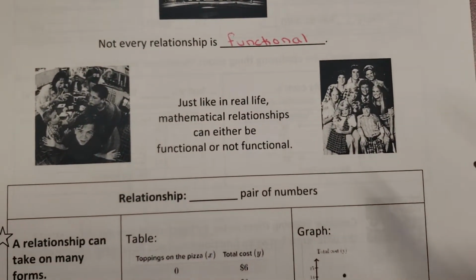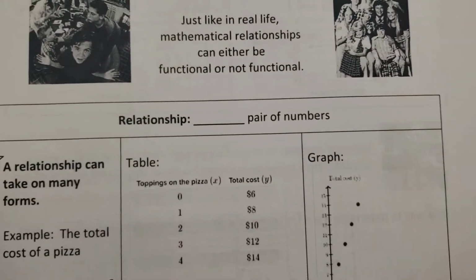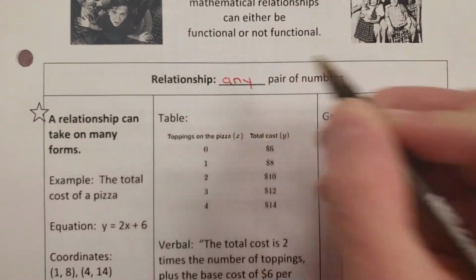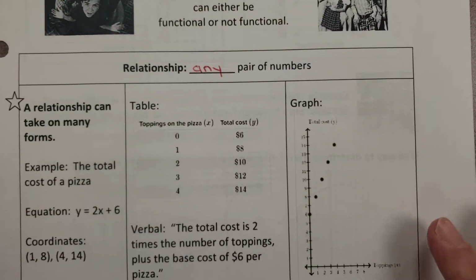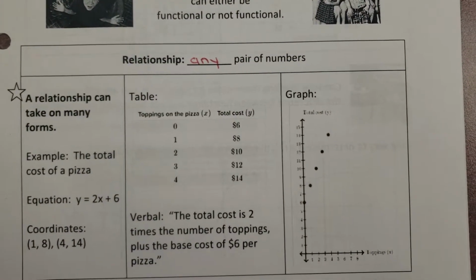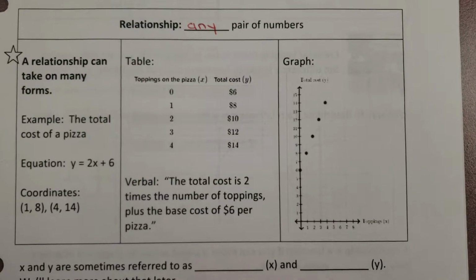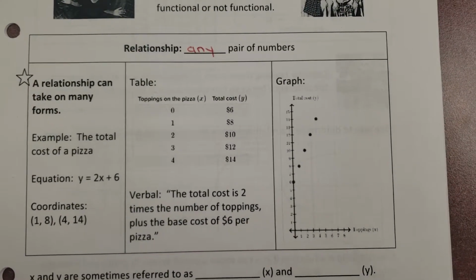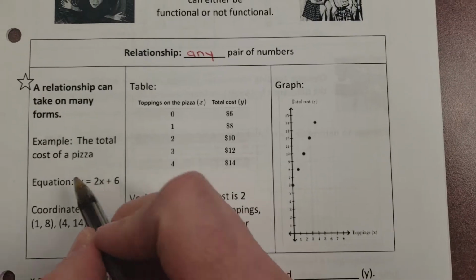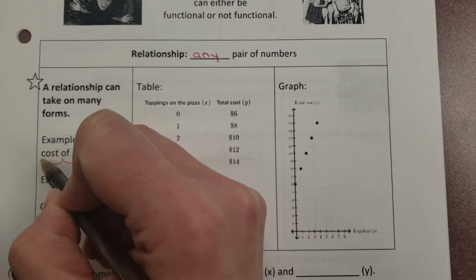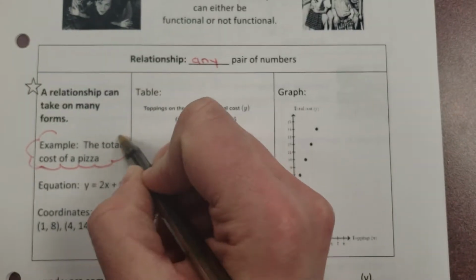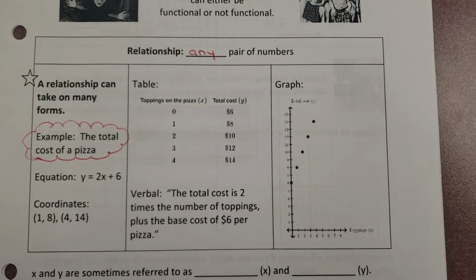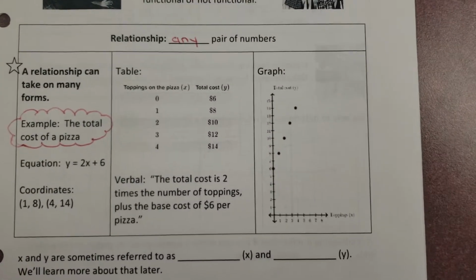So anyway, a relationship in math, though, can be any pair of numbers. It can be completely random or it can be generated mathematically, but it's any two numbers that go together. And so a relationship of numbers can be in lots of different forms. So I have an example here for you. And this is not a random assortment of numbers. This relationship of numbers has to do with the total cost of a pizza.